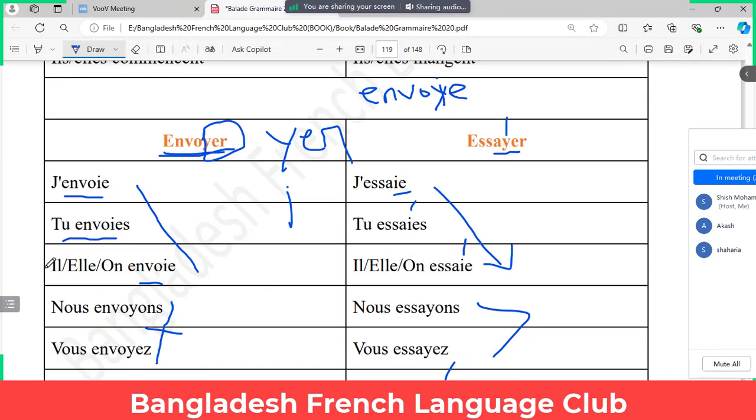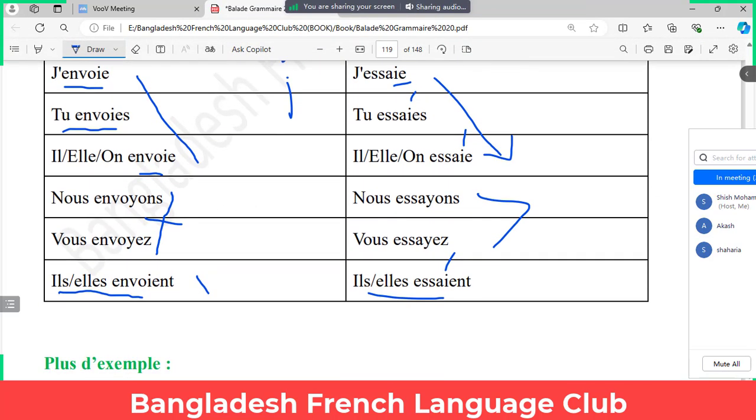So just remember, because when you conjugate, if you can't recall or remember this, then you will make mistakes, right? And you might not understand how to conjugate it.